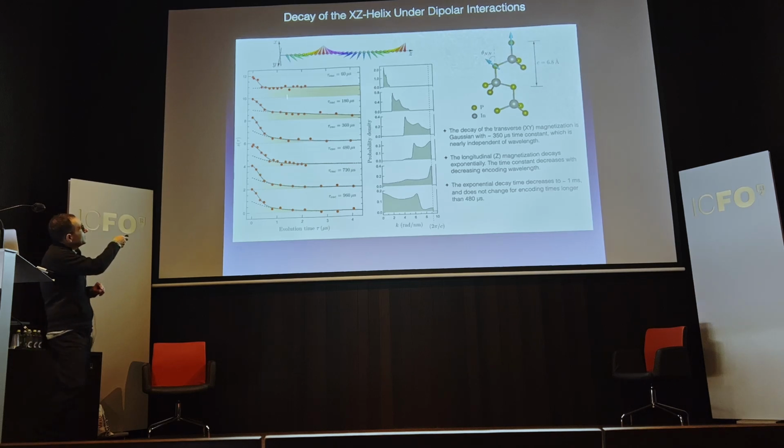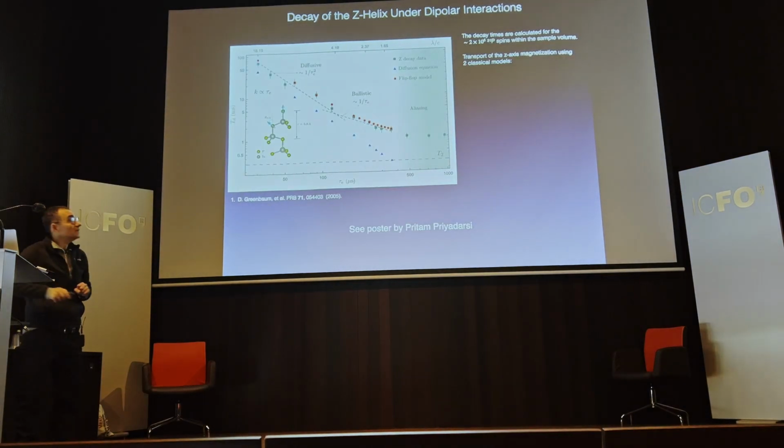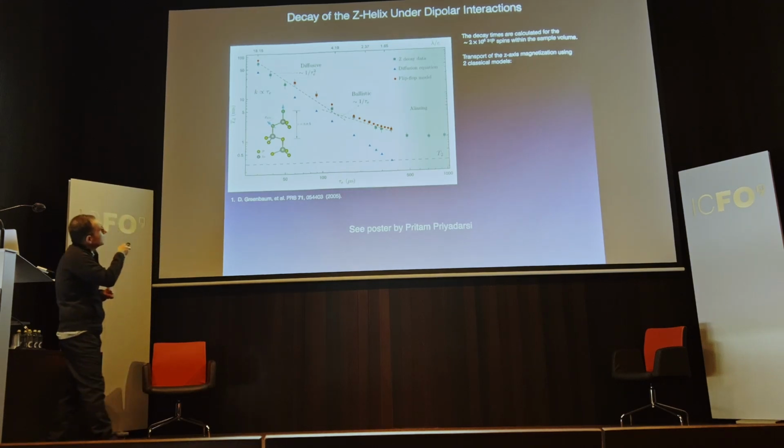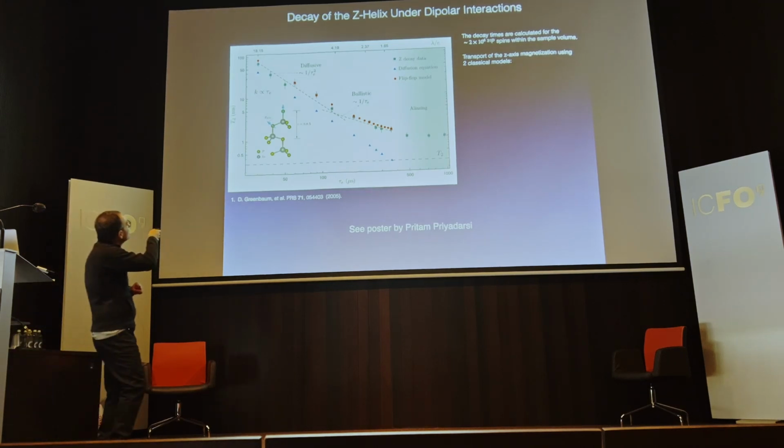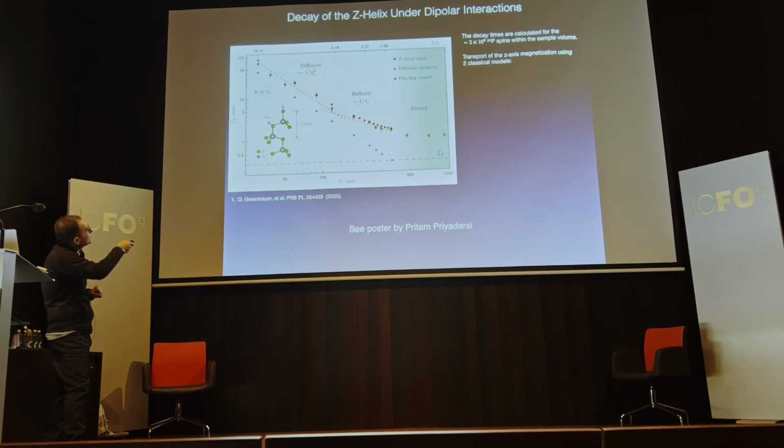Okay? But we decided to do this study, and it's very interesting because the Gaussian part doesn't change, but the exponential part gets shorter and shorter, and it seems to get stuck at around 1 millisecond. We did a very detailed study of this, and you can map out what that exponential time constant is over a large range of encoding time. So the encoding time is essentially a wave vector.